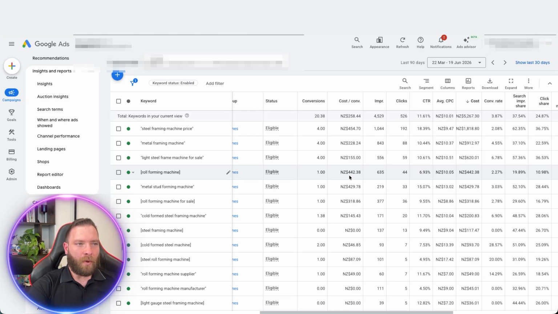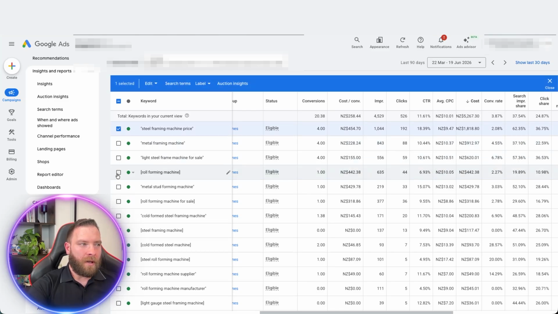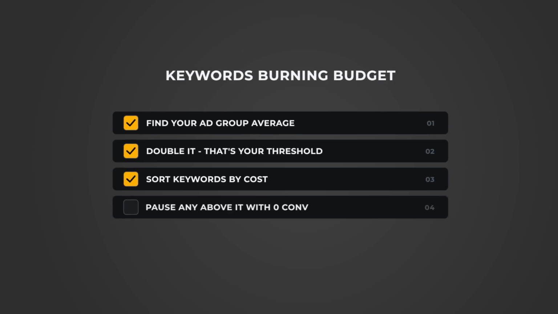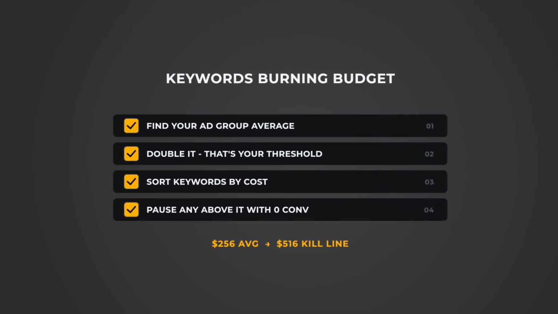In this situation, keywords like this one and this one and this one are really close to getting 2 times the average, which would be 516. These are high on our radar for being removed because there are a significant amount of other keywords that are producing results at a lower price, right? So things like this one here, and this one here. So making sure that you're not letting keywords burn budget when they haven't been proven results is something you want to avoid at all costs.